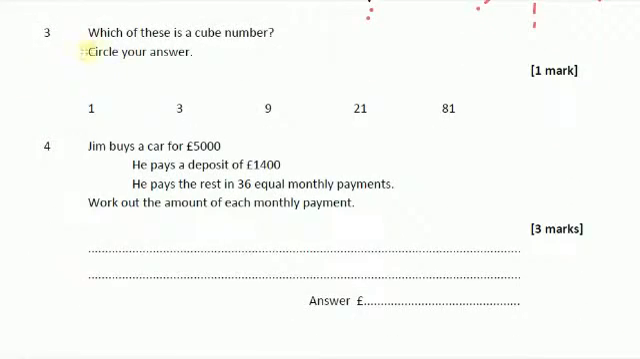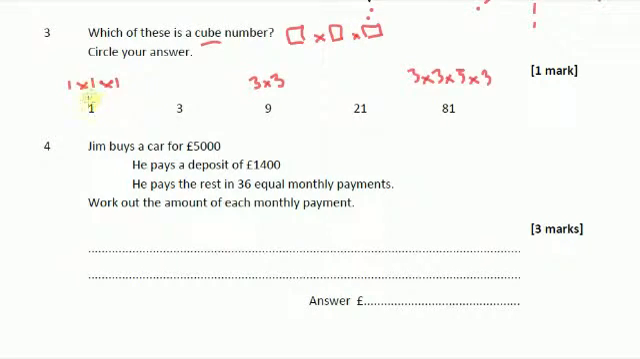Question 3. Which of these is a cube number? Circle your answer. Cube number means something multiplied by itself 3 times. So 1 is 1 times 1 times 1. 3, no, you can't think of a number multiplied by itself 3 times to give 3. 9, no, 3 times 3 is a square number, but it's not a cube number. 21, nothing. 81, yeah, it's 3 times 3 times 3 is 27, times 3 is 81. That's 3 to the power 4. It's not a cube number. The only example which is a cube number is 1.